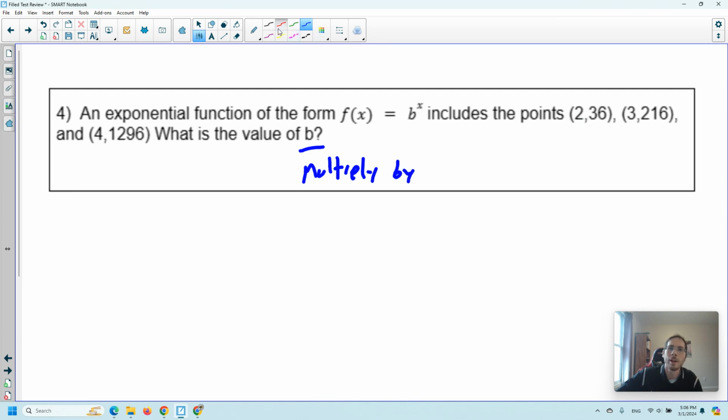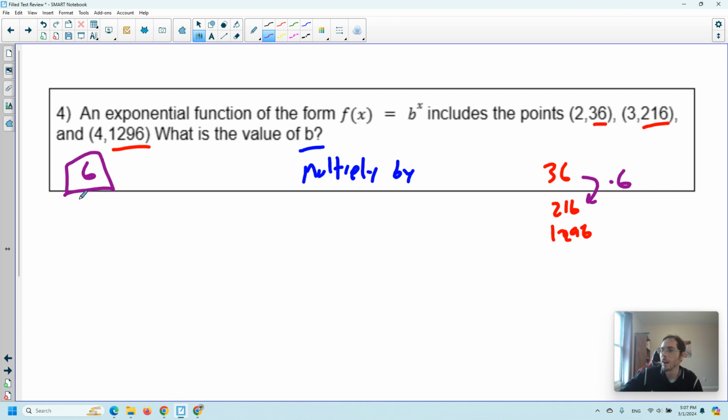So if I look at my y values, they go from 36 to 216 to 1296. I can think about that, and if I know the answer, I can just write the answer down. So if I know that this is times 6, I can just write down the answer is 6 and move on. If I didn't know the answer was 6, what we would do is take 2 of them and divide. We would do 216 divided by 36. But 216 divided by 36 is 6, and that's what gives us the 6. So b is what we're multiplying by. Multiply by 6 every time.